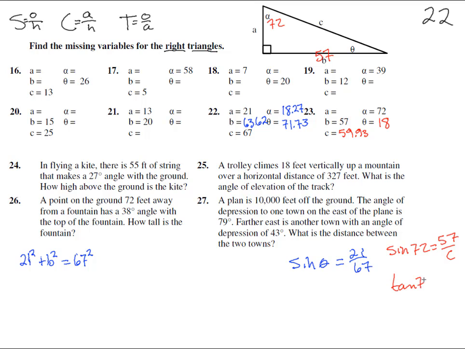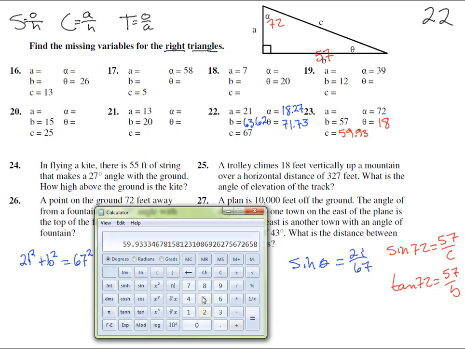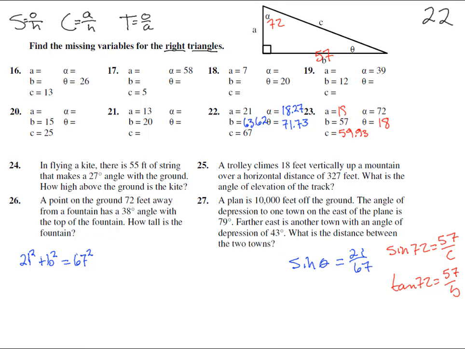Tangent of 72 equals 57 over B. And note, we could use almost any tool here. Cosine of 18, sine of 18, cosine of 72, we could use any of those. But let's go ahead and use this one. 57 divided by the tangent of 72 equals 18.52. Okay, so A is 18.52 and B is 57 and C would be 59.93.